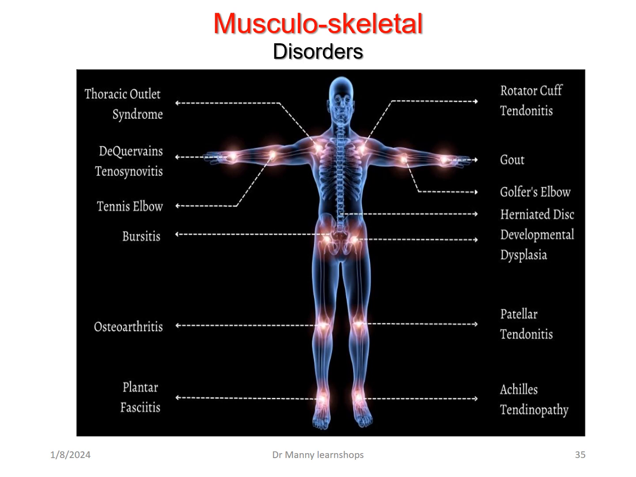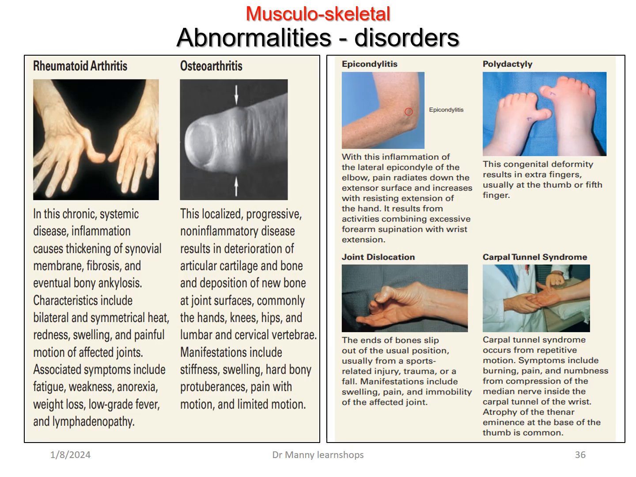Musculoskeletal disorders can be numerous. They can include tennis elbow, bursitis, osteoarthritis, Achilles issues, patella tendinitis, gout, injuries obtained from sport. Some of the anomalies could be rheumatoid arthritis, osteoarthritis, epicondylitis, polydactyl, joint dislocation, carpal tunnel syndrome.